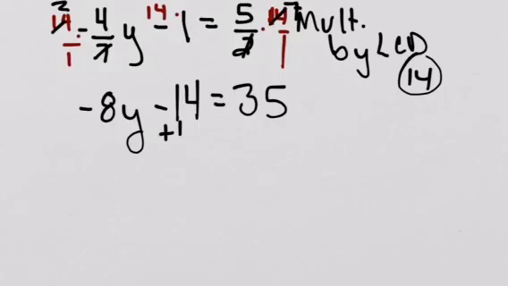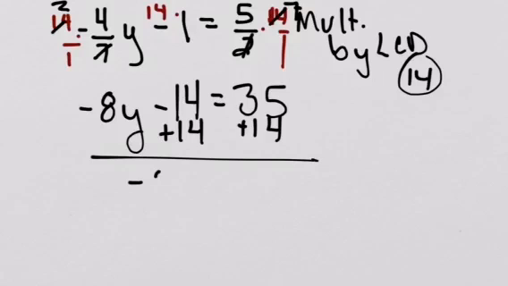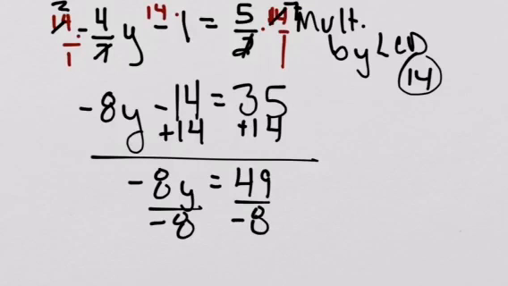Now we have to get y alone by adding 14 to both sides to begin with. Negative 8y equals 49. And then we'll divide both sides by negative 8. So our solution, since these cancel, is y is equal to negative 49/8. Our solution is a fraction, but by multiplying every term by the least common denominator, we didn't have to deal with fractions throughout our calculations solving the equation.